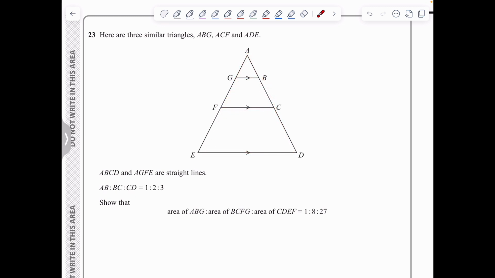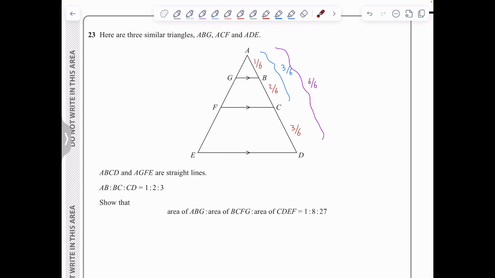We are told that the ratio of AB to BC to CD is 1:2:3, and we need to show that the area of the triangle ABG to the area of the trapezium BCFG to the area of the trapezium CDEF is 1:8:27. So 1 plus 2 plus 3 is 6, which means that AB is a sixth of the total distance AD. Then we've got 2/6 for BC and 3/6 for CD, which means AC is 3/6, and then AD is 6/6.